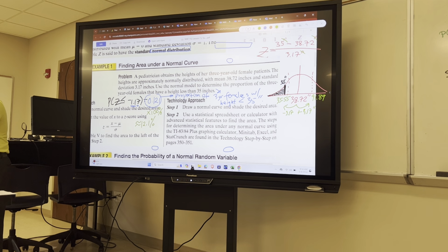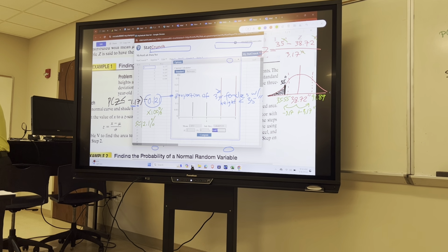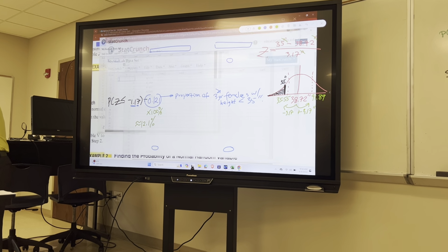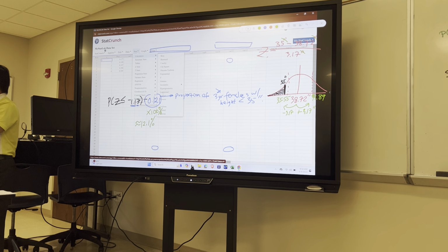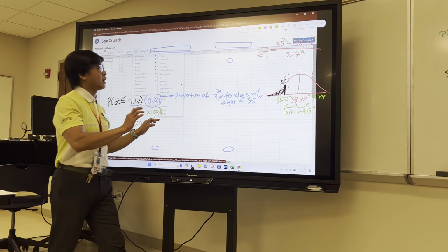Definitely we can check it out on our normal distribution curve as well. So let's use StatCrunch. If you go to your StatCrunch, here it is. You're gonna go to Stat, click on Calculators, and go to Normal Distribution under Calculator. Let me just erase this first, guys.